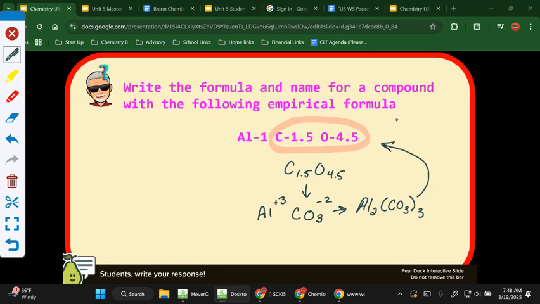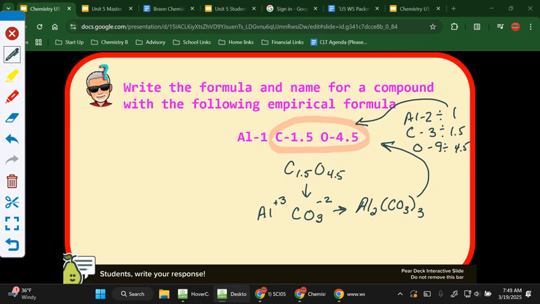And that's how we get to this, because this is Al2C3O9. We cut these in half. We get 1, 1.5, 4.5. That is your formula there. That is your empirical formula.